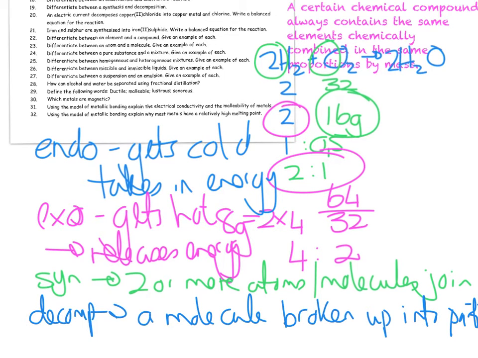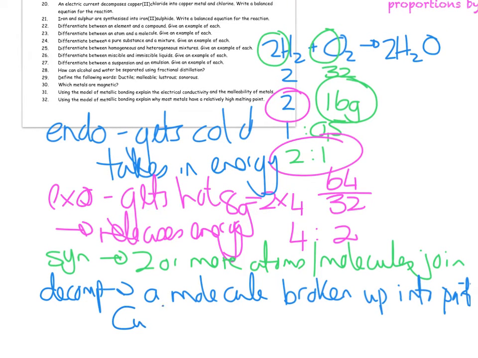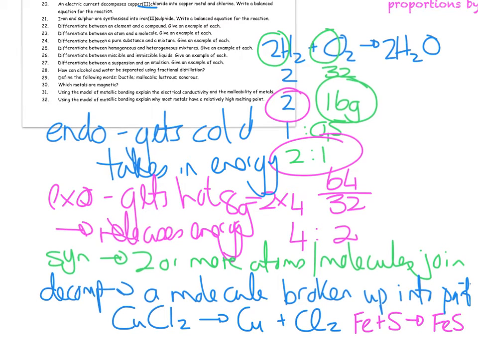An electric current decomposes copper chloride into copper metal and chlorine. Write a balanced equation for the reaction. We're going to say copper chloride, which is CuCl2 because it's got a valency of 2, breaks up into copper metal and chlorine gas. Iron and sulfur are synthesized into iron 2 sulfide. Write a balanced equation for that. So we're going to have iron plus sulfur joining to form iron 2 sulfide. Sulfur's got a valency of 2, iron has a valency of 2, so it is FeS.